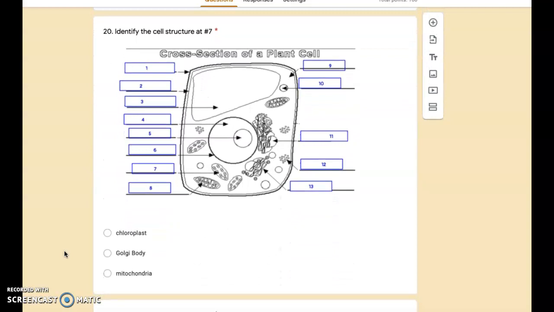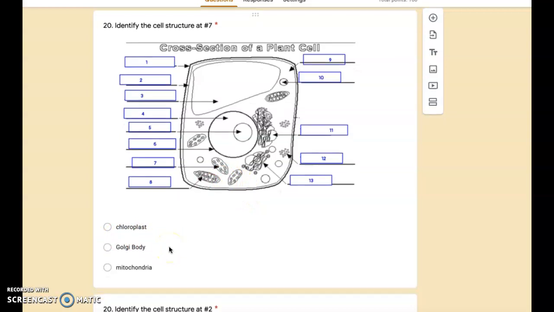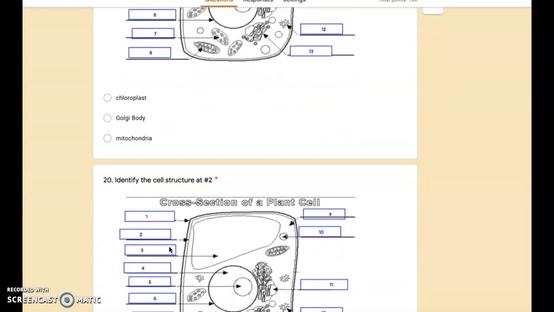And number 20, identify the cell structure at number 7. So number 7 is at the bottom left over here. It's in the plant cell. It has circles that capture the light. Is that chloroplast, Golgi body, or mitochondria?